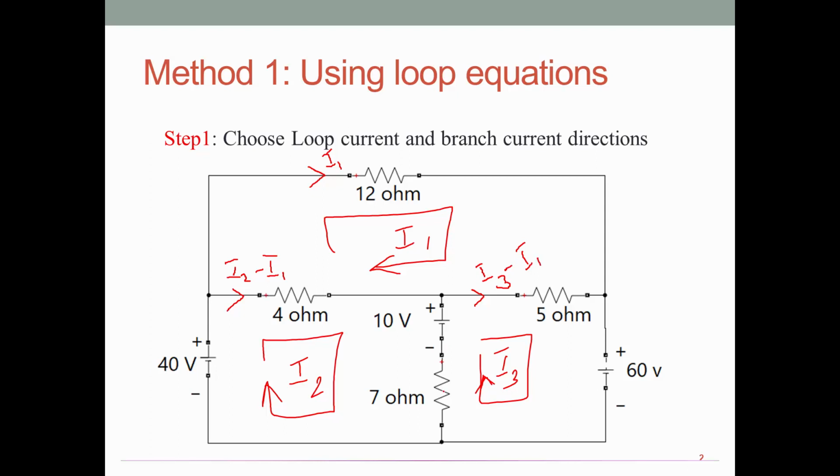Now coming to 7 ohm branch. There are two loop current here, I2 downwards, I3 upwards. So you have to assume one of the current is greater here. I am assuming I2 is greater, so I2 minus I3 is my branch current here. I have concluded loop current and branch current directions.